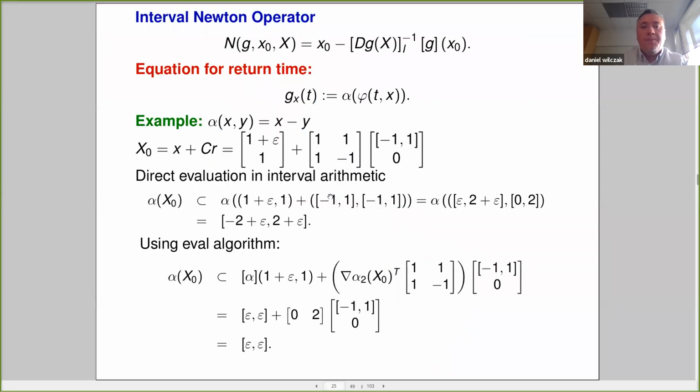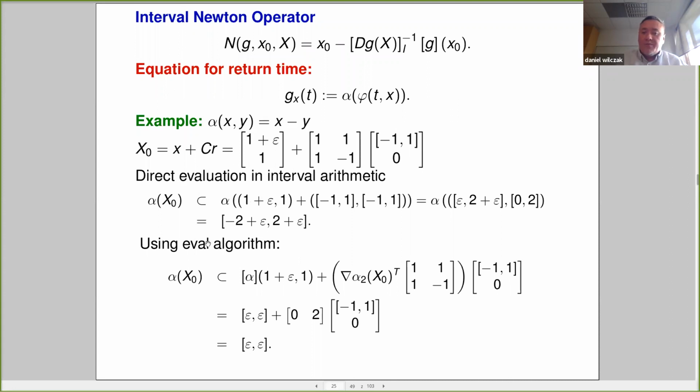This slide explains why this function eval is so important. For example, if our set is represented in this way, X plus C times R, this is the center of our set, this is the shape matrix, and this is a box. Okay, we can evaluate this in interval arithmetic directly. So our section is given by X minus Y. So this leads to the following bound. So we can decide whether the set is out of the section or not.